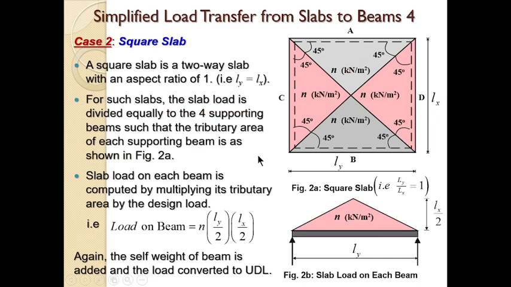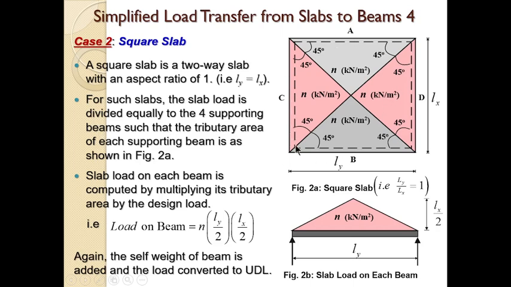Let's look at case 2. Case 2 is a square slab. Now a square slab is a two-way spanning slab with an aspect ratio of 1. That means Lx is equal to Ly. Now for such slab, the slab load is divided equally to the 4 supporting beams such that the tributary area of each supporting beam is as shown in figure 2a.